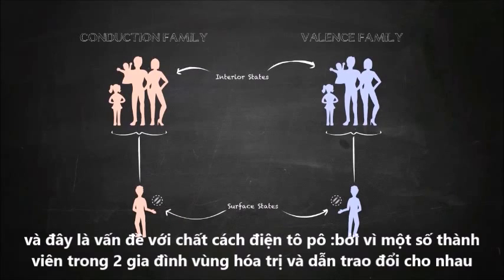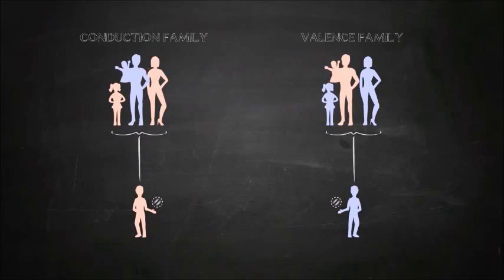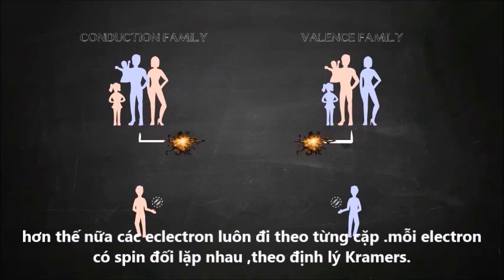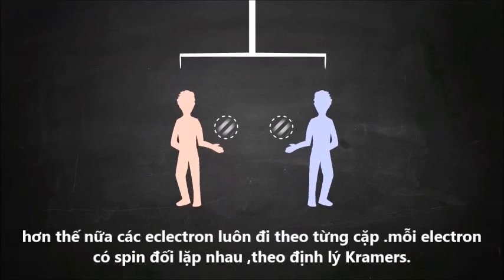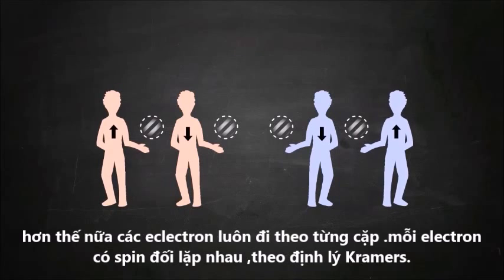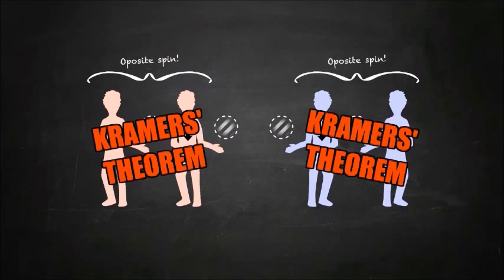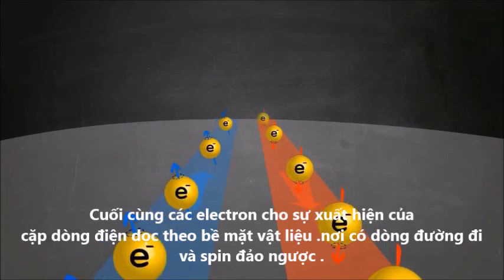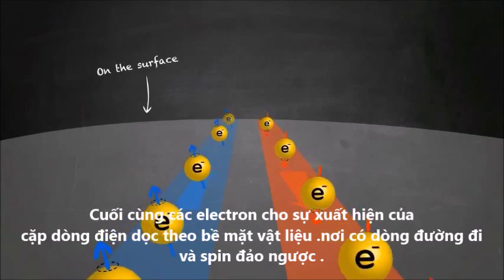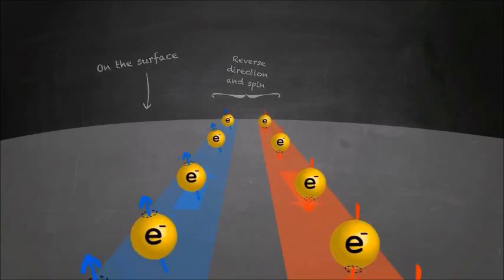And here is the problem with topological insulators. Because some members of the family have been exchanged, the surface states inextricably join those families, that is the valence and conduction bands. Furthermore, these states always come in conjoined pairs, each state with its opposite spin, Kramers' theorem. Ultimately, these states permit the emergence of pairs of electrical current along the surface of the material, where they flow with reverse direction and spin. This is called helicity.